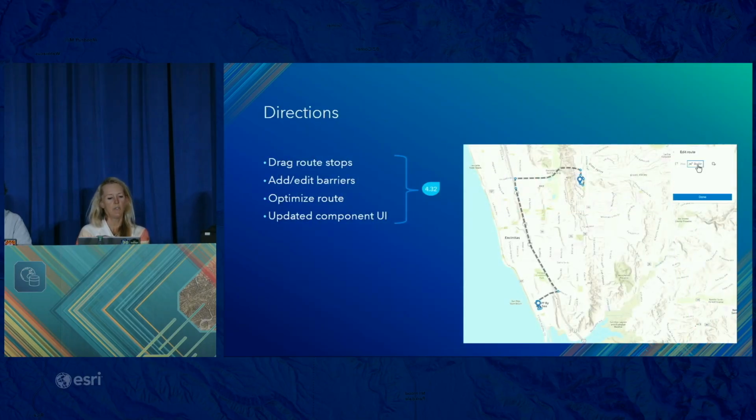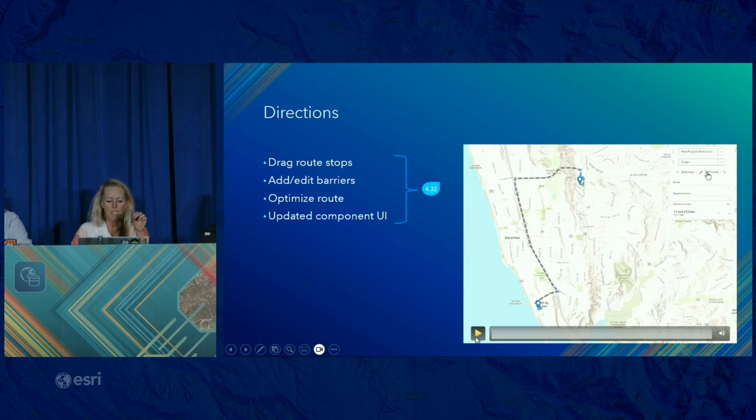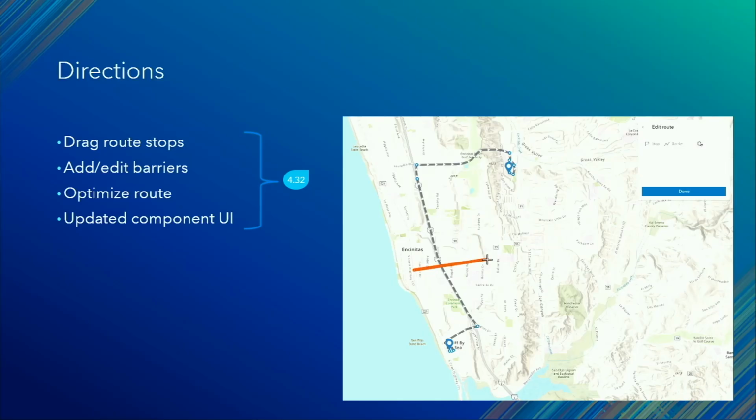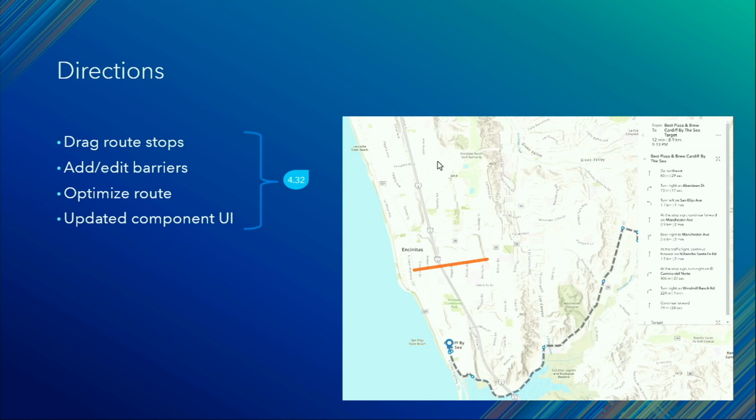Some improvements to the directions widget. These are some very highly requested features. You now have the ability to drag route stops. You can basically recalculate based on the route that you've moved. You can set barriers or edit barriers. And you also have access to optimizing the route based on the stops.